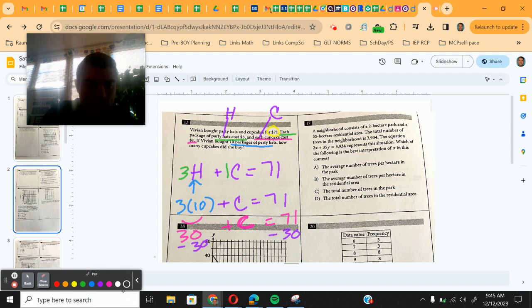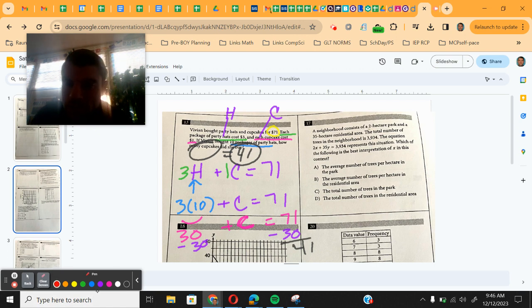So the number of cupcakes, what is 71 minus 30? 39? No, it's 41. All right, 17.